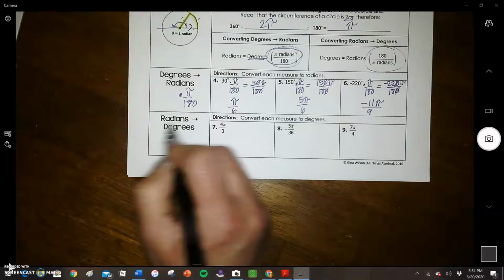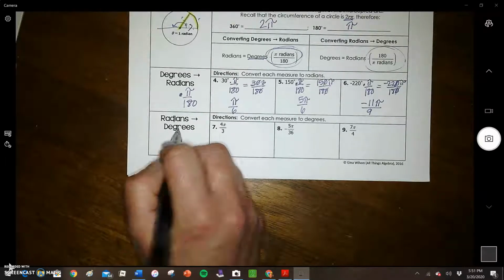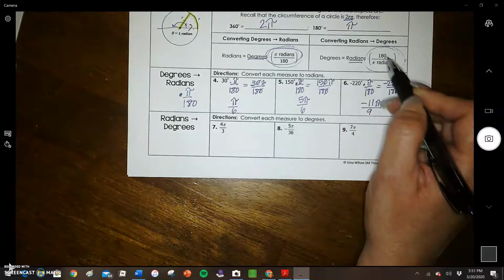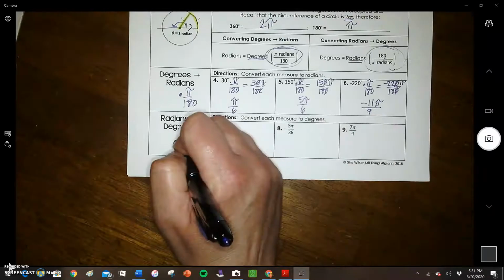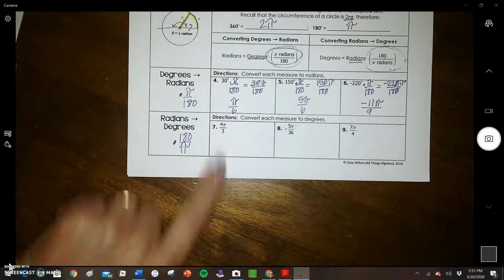Okay? All right, when I go from radians and I want to find out what degree that is, I'm going to be multiplying. I'm going to take my radian measure and multiply it by 180 over pi. And so that's what we're going to do for all of these. Okay, we're going to multiply by 180 over pi.